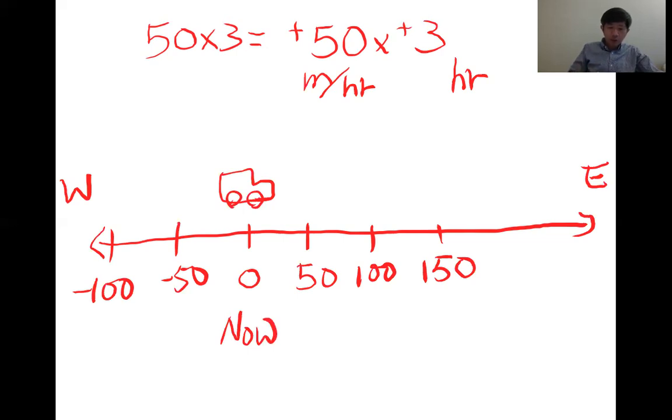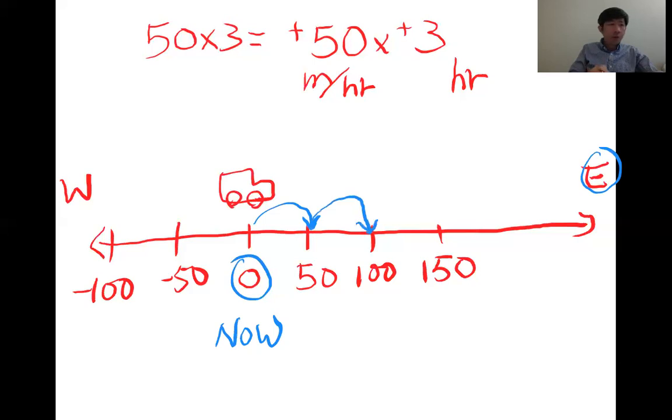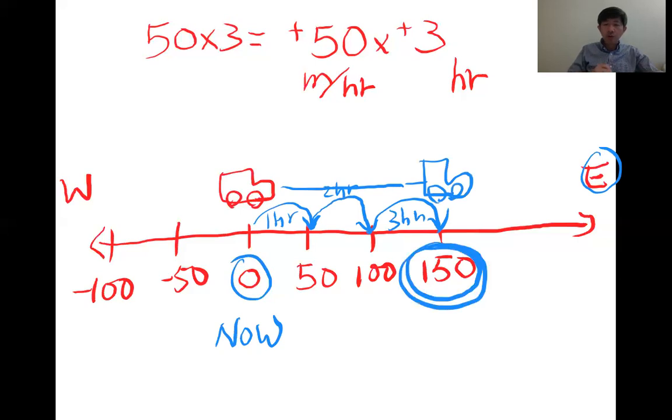I'm going to change the color, which will help you to see. 3 hours from now, 0 is now, right? So 3 hours from now, where is the car? 1 hour is 50 miles to the eastbound, okay? 2 hours, and then 3 hours, right? 3 hours from now is right here. So the location of the car is right here, 150 miles.